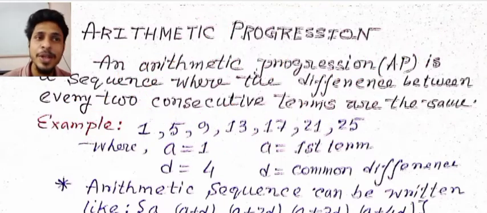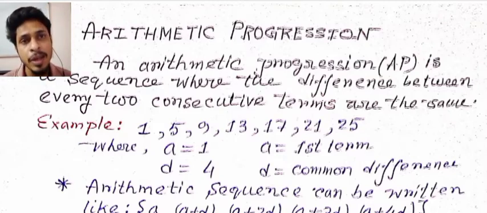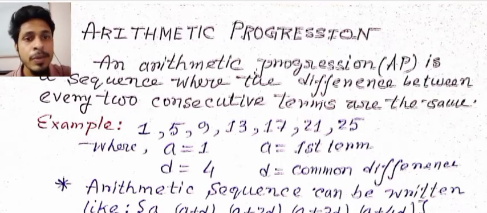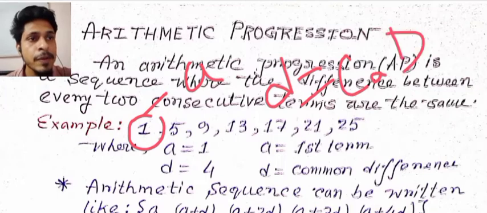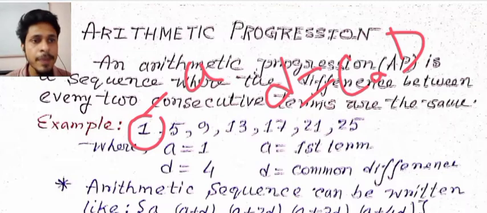An arithmetic progression is a sequence where the difference between every two consecutive terms, that means 5 and 1, 5 and 9, 9 and 13, in each case we will get the same difference, that is the common difference, which is denoted by D, and the first term is denoted by A. So in this example 1, 5, 9, 13, 17, 21 and 25, our A is 1 and our common difference is 4.